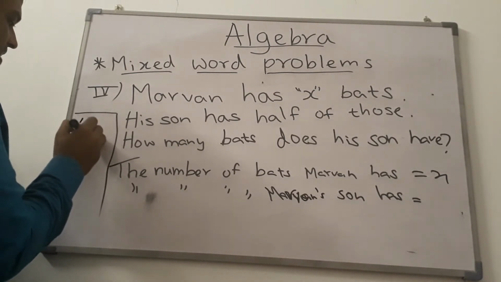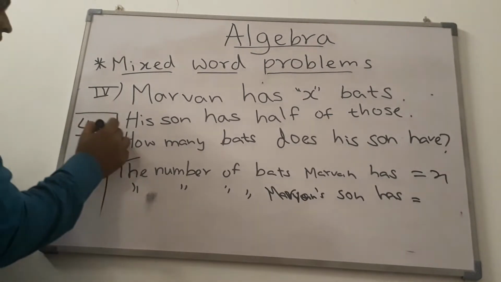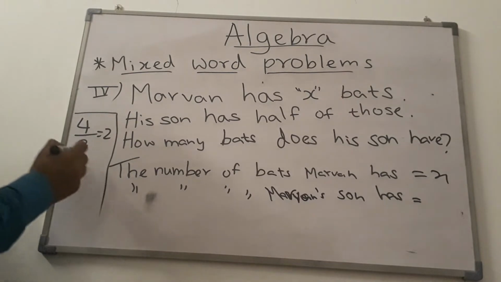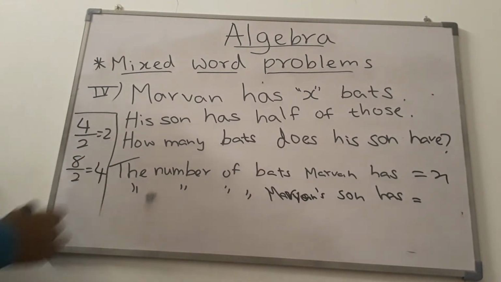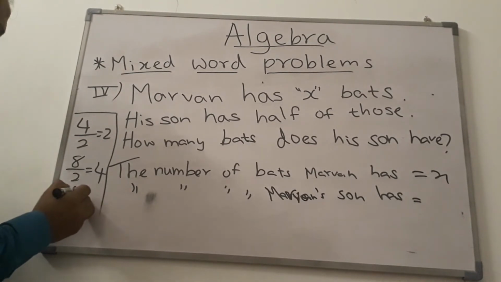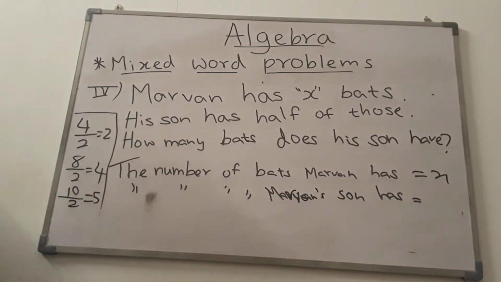Half of 4 means we have to divide 4 by 2, so it will be 2. If the number of beds Marwan has is 8, we have to divide 8 by 2 to get half of it, which is 4. If Marwan has 10 beds, we divide 10 by 2, which is equal to 5.